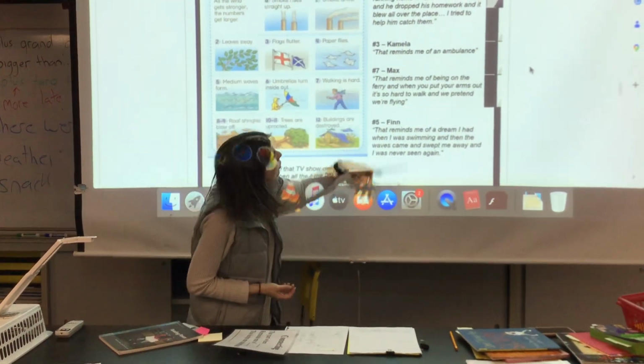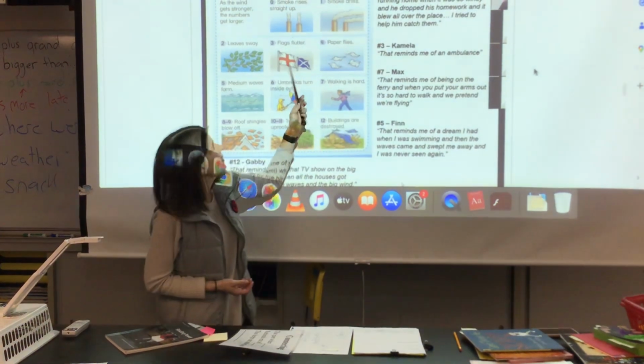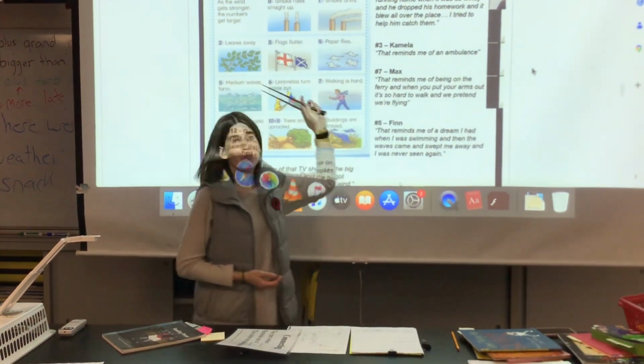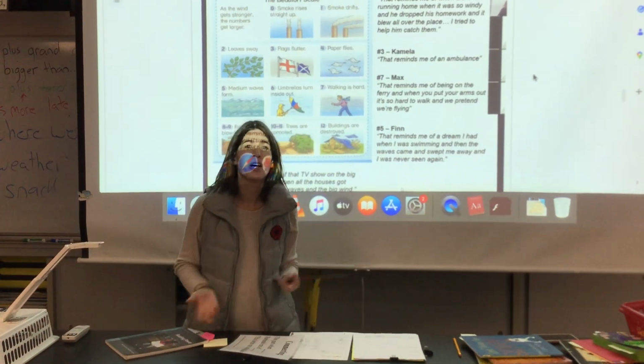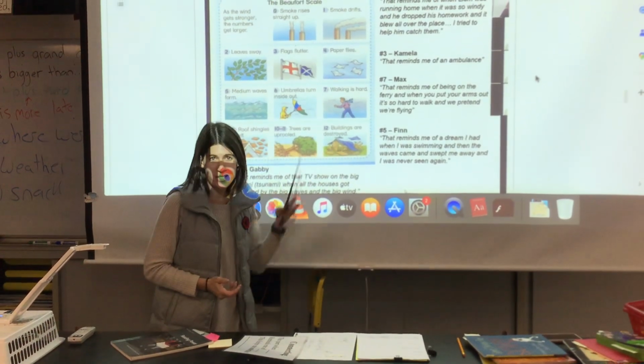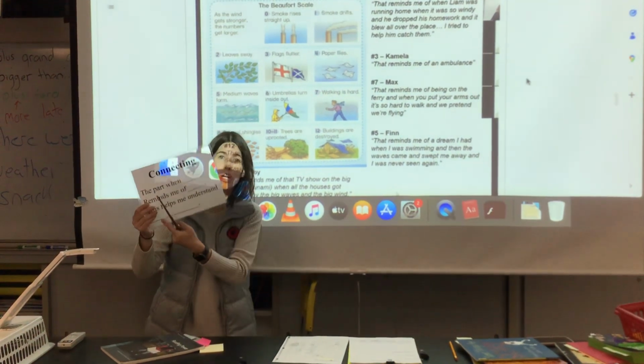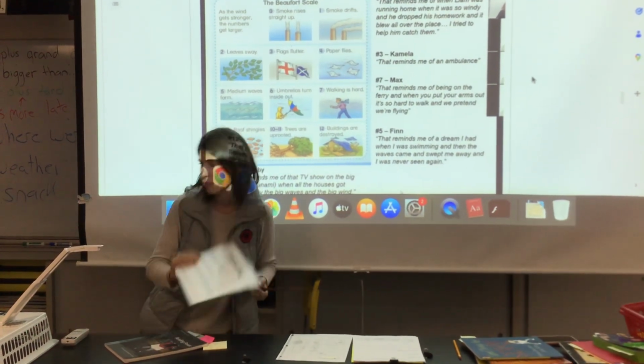That's what's happening here. Whereas this kid says, yeah, I connect to number 3 because the picture reminds me of an ambulance. No, that's not helping build your understanding of the wind scale. The connection should help you understand what you're reading.